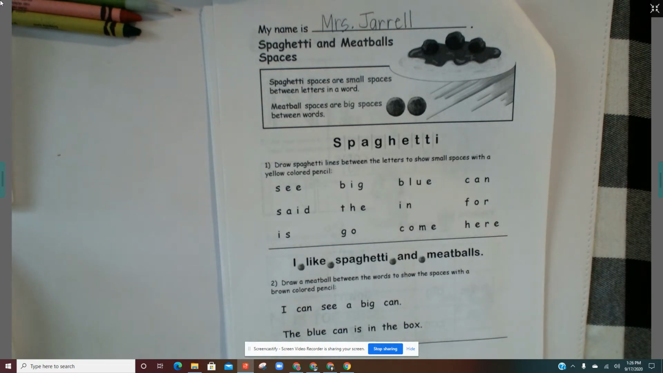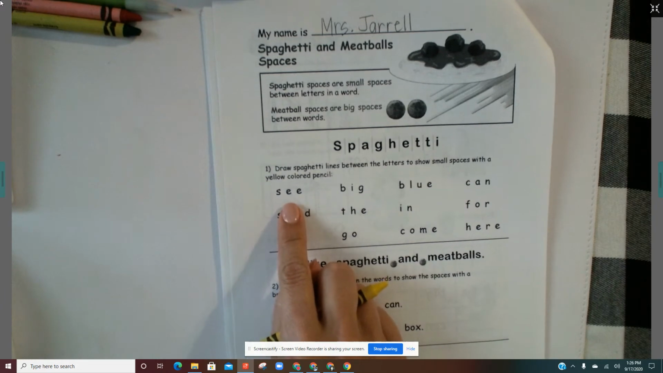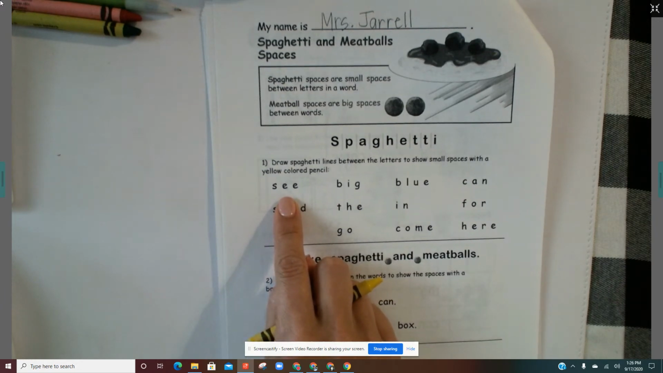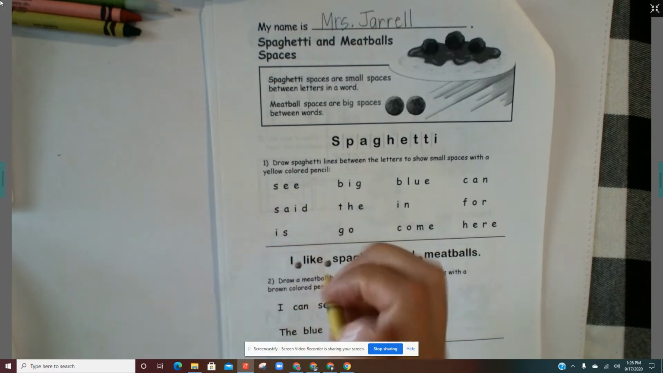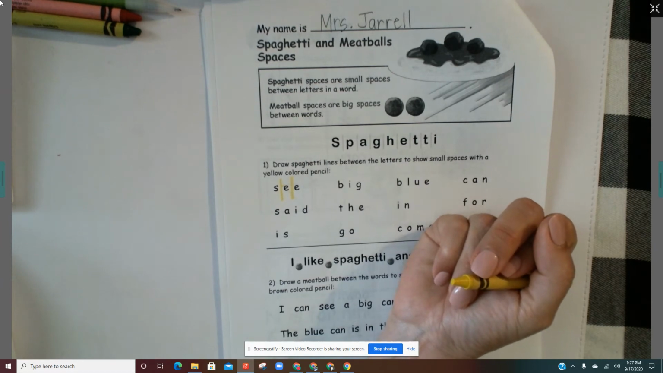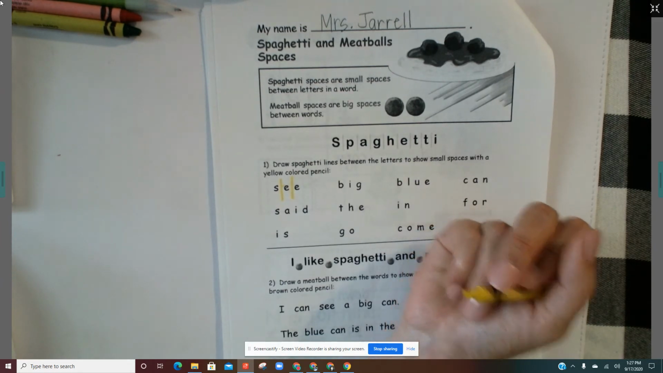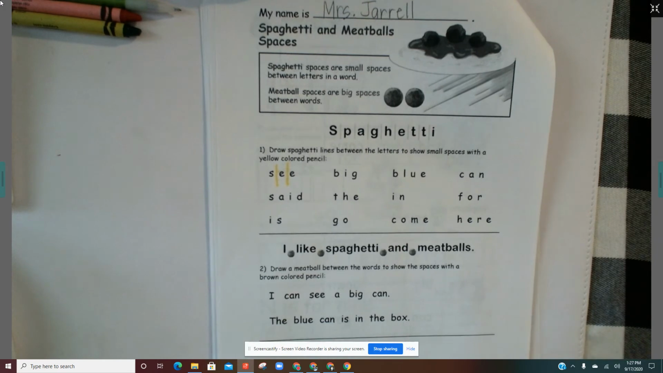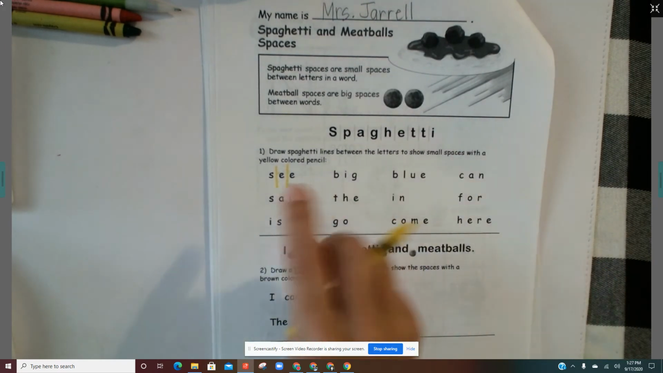So there are some sight words in here. Look, this is the sight word see. When we use our letters to spell words, we want the spaces to be spaghetti spaces. Okay, we don't need big meatball finger spaces between our letters when we're trying to write a word.